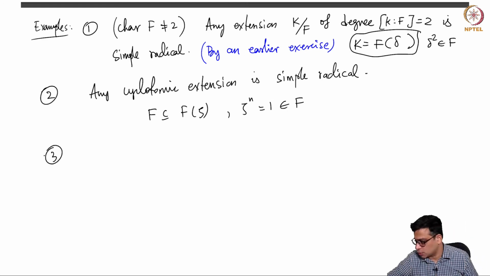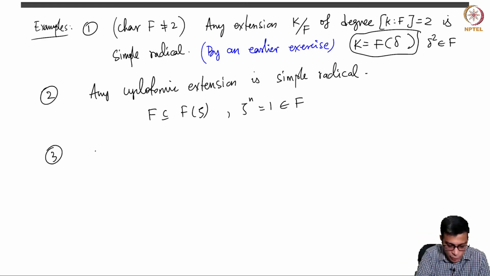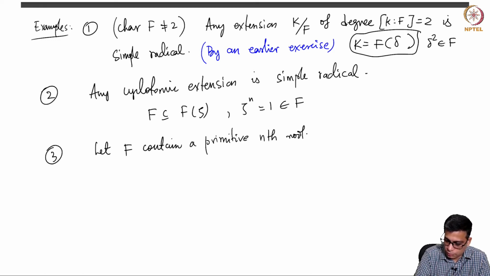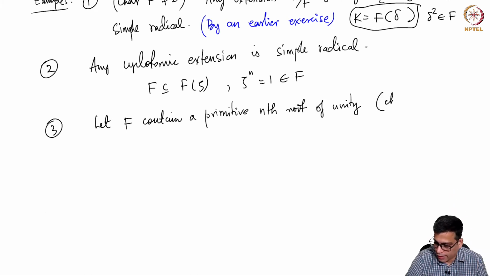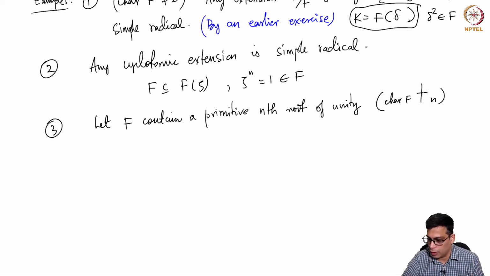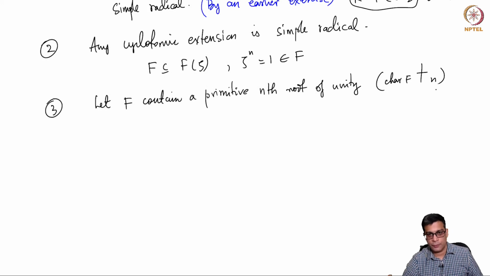What about Kummer extension? So let me state the following. Let F contain a primitive nth root of unity. So here I assume the characteristic of F does not divide n. In fact, that is a consequence of this statement, but I did not do that. So I am going to assume this. Again, our main focus will be in characteristic 0, where this condition is irrelevant.